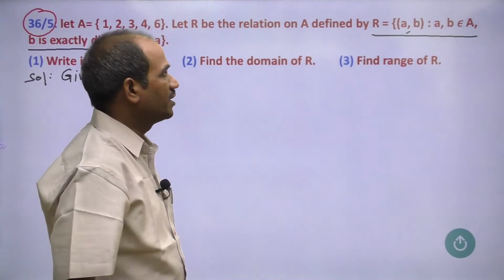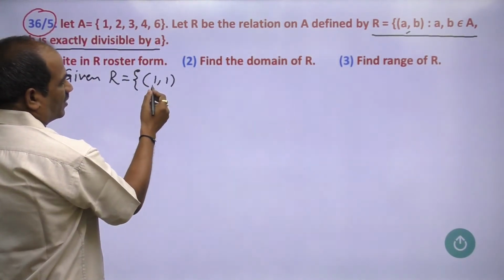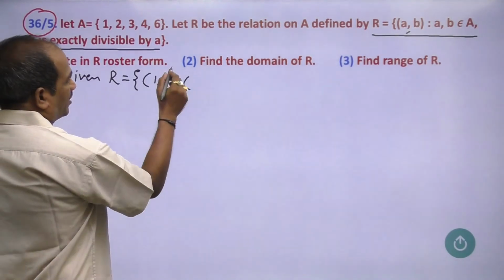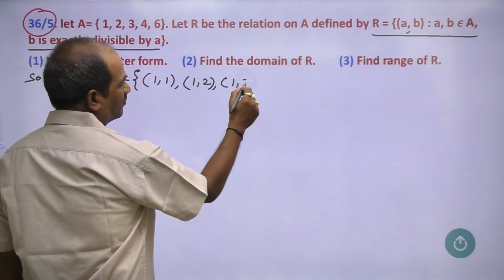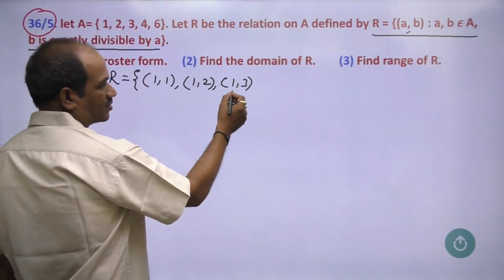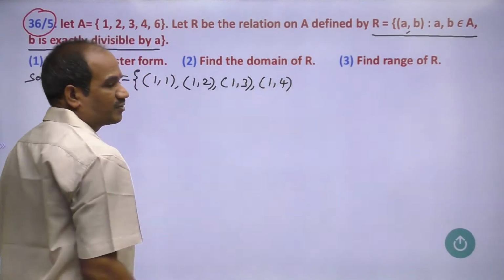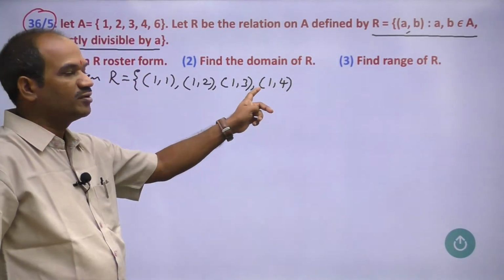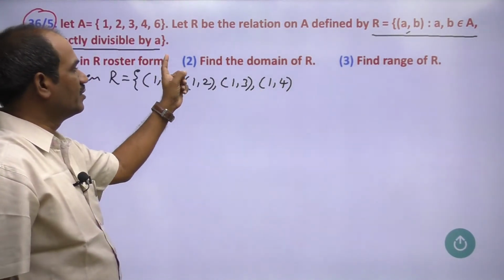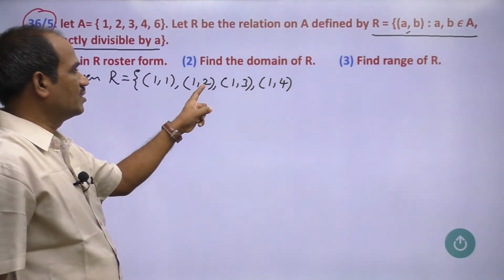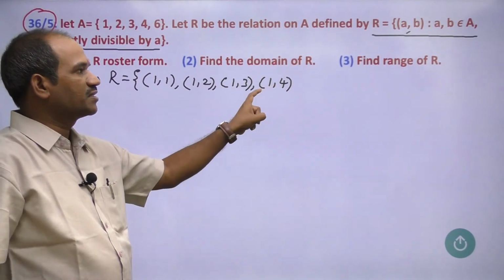Take the element 1. 1 divides 1 exactly. 1 divides 2 also, 1 divides 3, and 1 divides 4. Under the condition that b is exactly divisible by a, 1 divides 1, 2 is exactly divisible by 1, 3 is exactly divisible by 1, and 4 is exactly divisible by 1.